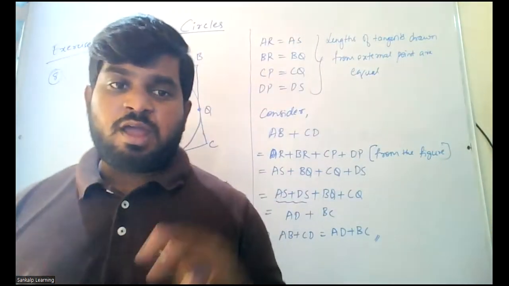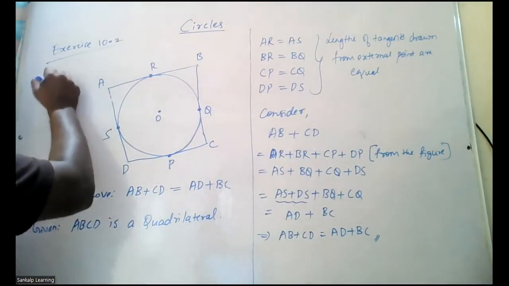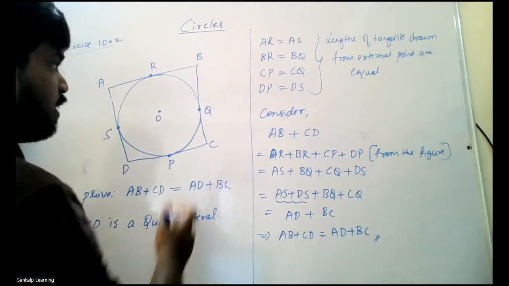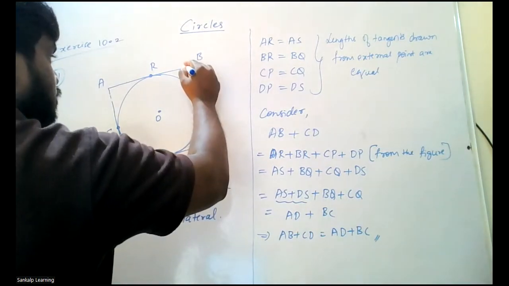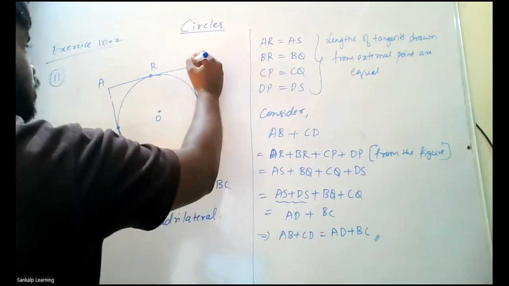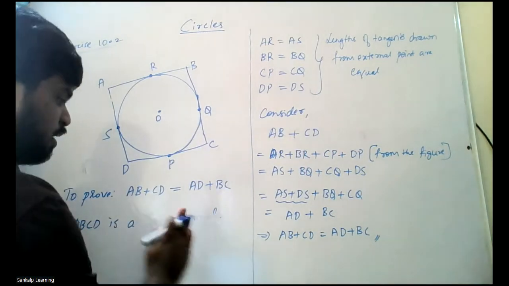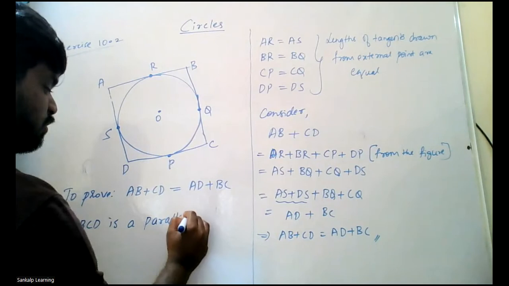Now, the 11th one, okay, this is the 8th question. The 11th one is almost the same thing. In the 8th one, they have mentioned this is a quadrilateral. But in the 11th one, they have mentioned this is a parallelogram. So let me draw it like this. Okay, seems like a parallelogram now. ABCD is a parallelogram now.